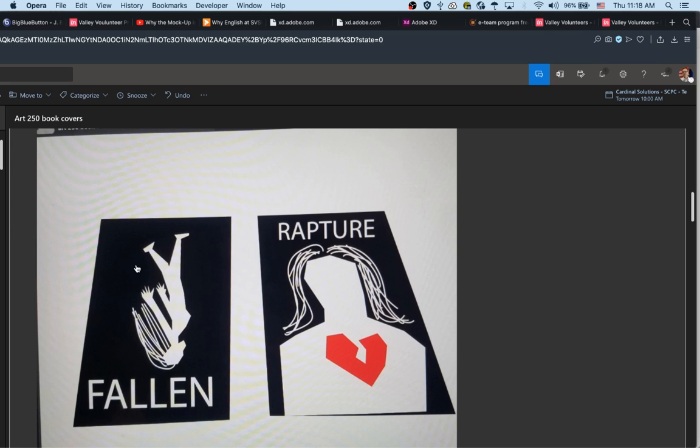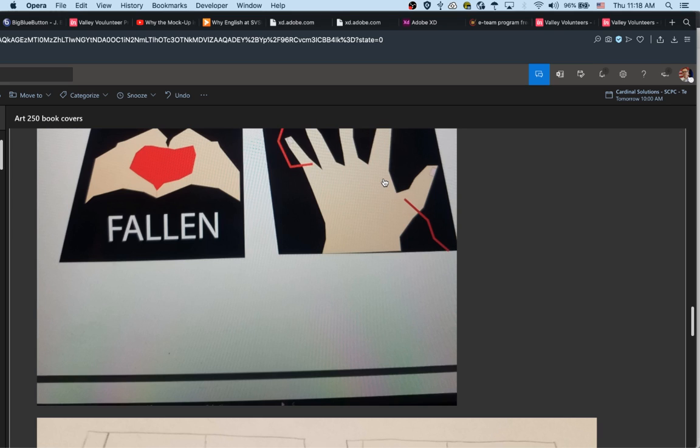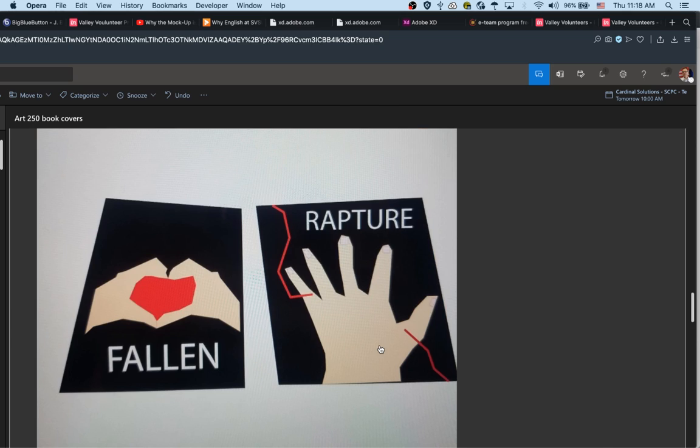Okay, so the hand is going to have to go to one side or the other. Or maybe it could turn, twist sideways. So we see the hand, but it's more pointing in this direction. And the blood can still flow across. I kind of like rapture not being perfectly centered.